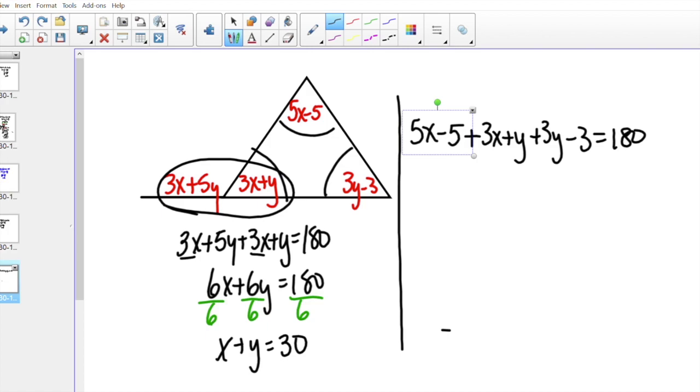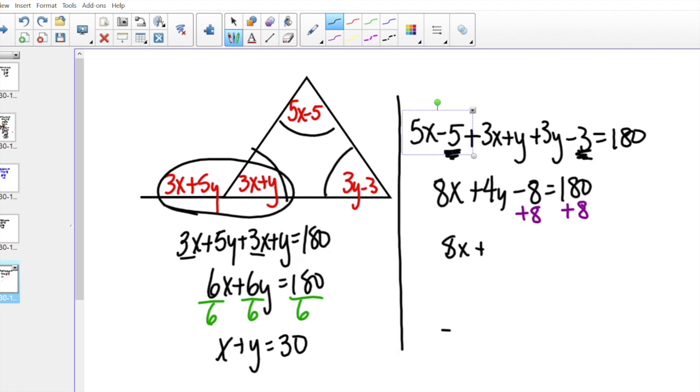What is 5x plus 3x? That's all the x's. So how many x's is that? All right, and what's 3y plus 1y? And then what do this number that does not have a letter and this number that does not have a letter equal? Now, you know you can't have numbers on both sides of the equal sign. We're going to have to add what to both sides? So we get 8x plus 4y equals 188.